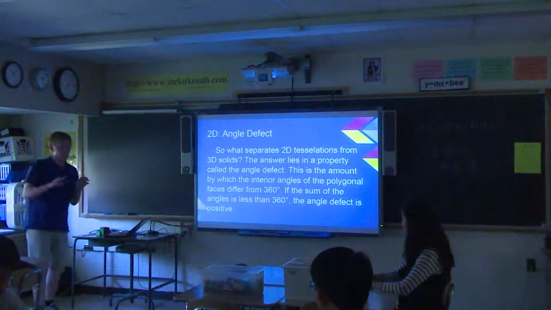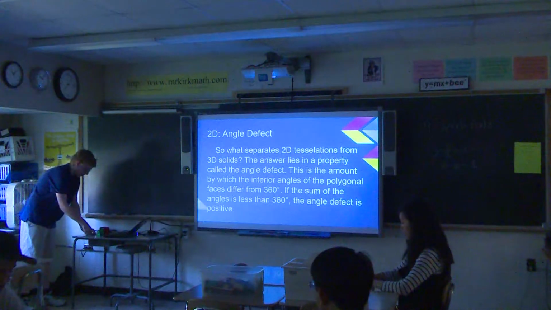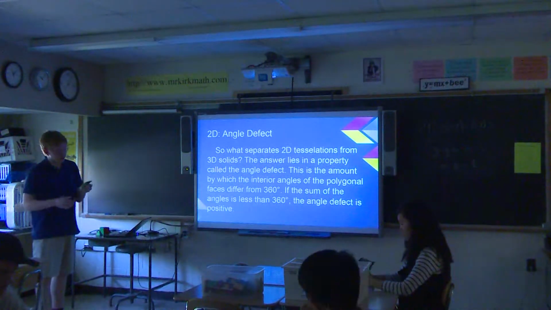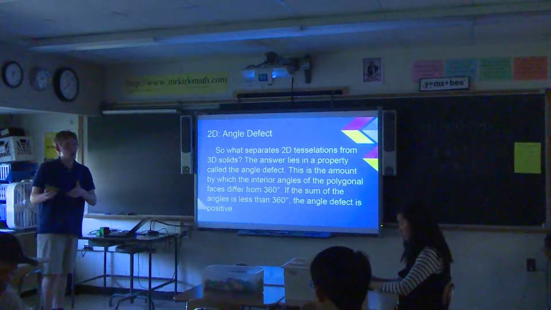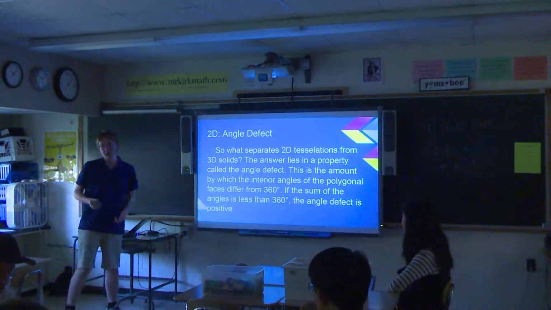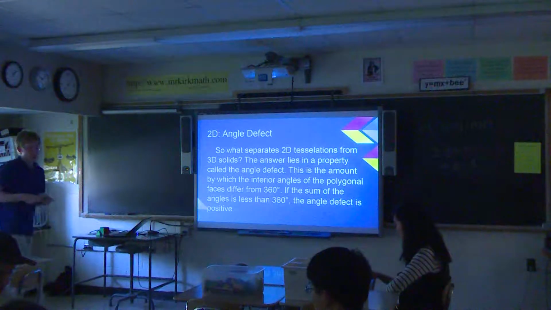One thing that's a little bit tricky about that is that it's the amount by which they fail, meaning that if you have less than 360 degrees, they fail by a positive number, so your angle defect is positive. Your angle defect is going to be negative if you have too many. So it's a little bit counterintuitive.